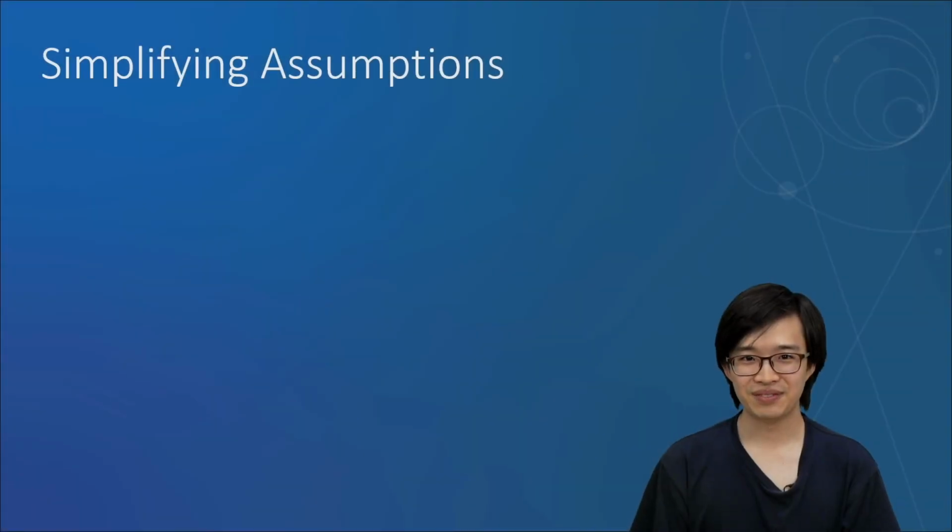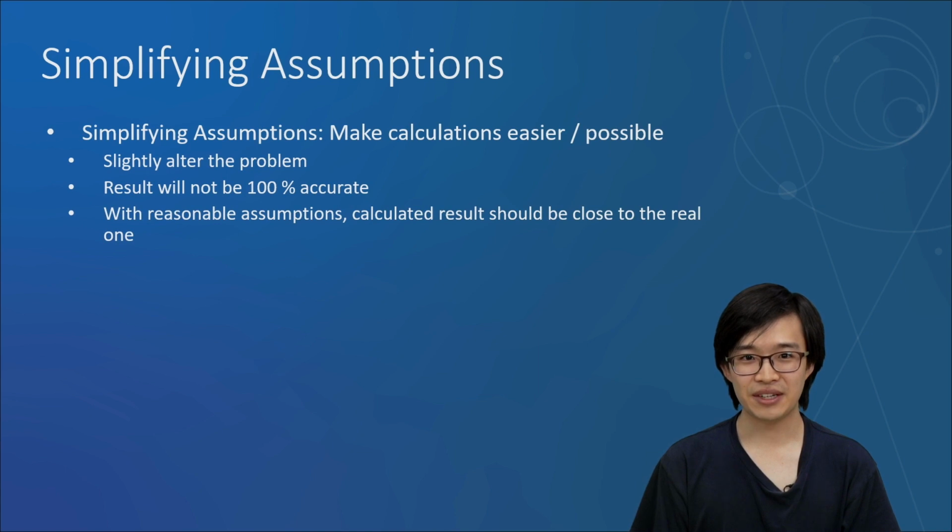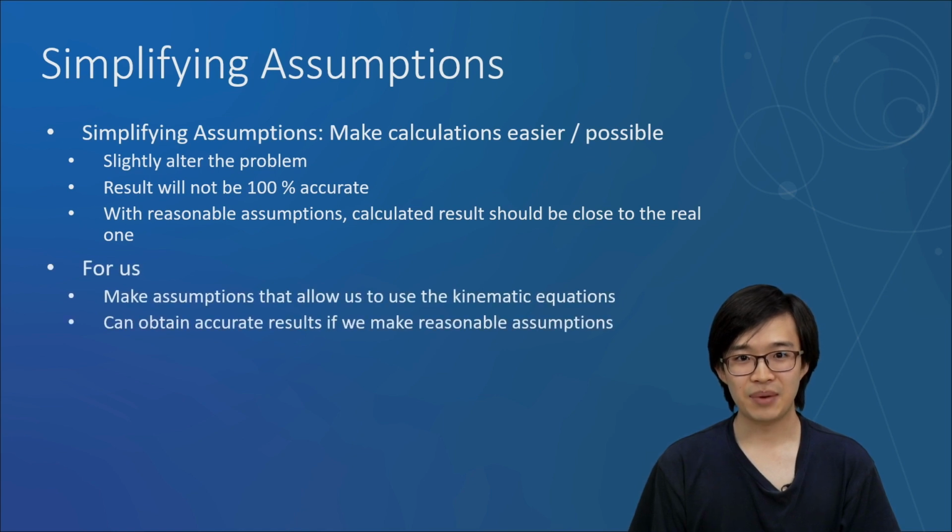So what are we going to do? Oftentimes in engineering, we make assumptions to make our calculations easier or possible in the first place. This does alter the problem you're trying to solve, and your results will not be 100% accurate. But as long as your simplifying assumptions don't deviate from reality too much, your calculated results should be close to the real one. First, we need to make assumptions about our forces and mass so we satisfy the constant acceleration condition, allowing us to use our kinematic equations. Now, we can still obtain pretty accurate results if the assumptions we make are reasonable.